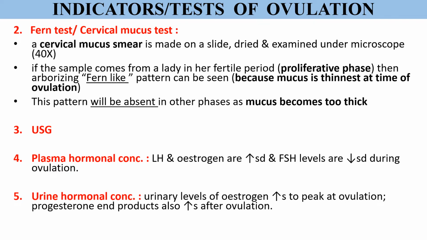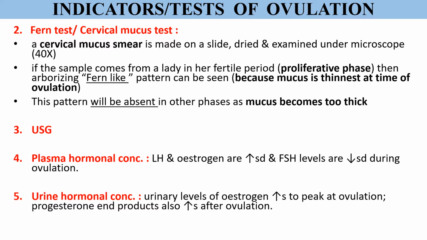Next test of ovulation is the Fern test, also called the cervical mucus test. Here, a cervical mucus sample is taken and a smear is made on a slide. When it is examined under a microscope and a fern-like pattern is observed, it suggests that the lady is in her proliferative phase of the sexual cycle and is in her ovulation period. This pattern is absent in other phases.